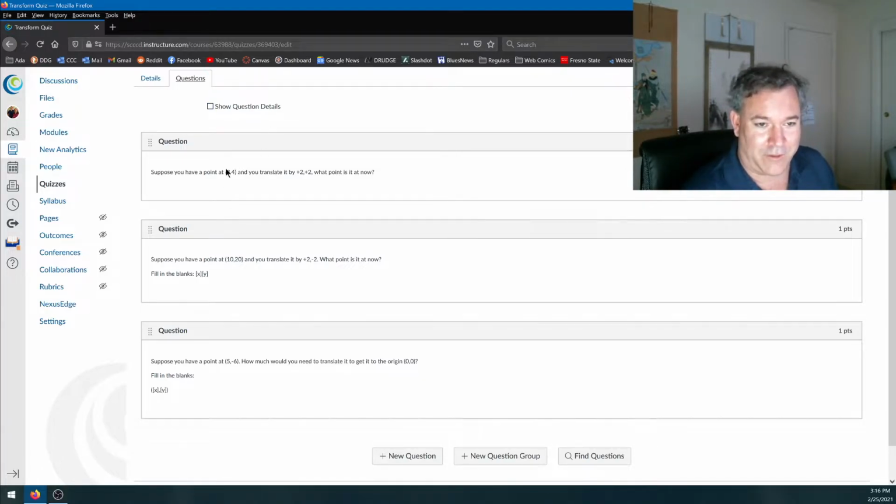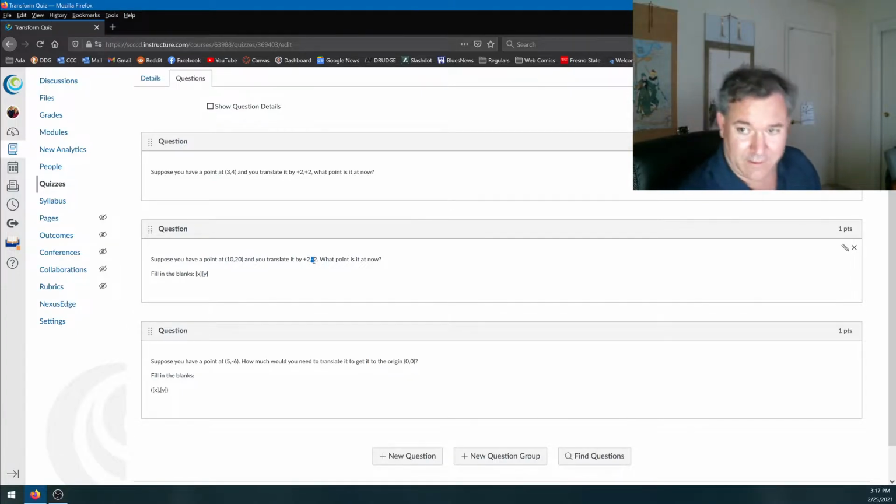Okay, so if you have a point at 3, 4 and you translate it right 2 in the x direction and 2 in the y direction, you get 5, 6. 3 plus 2 is 5, and 4 plus 2 is 6, and that's about all there is to that. Suppose you have a point at 10, 20, and you translate it by 2, negative 2, then that turns into 12, 18. Adding 2 to 10, adding negative 2 to 20.